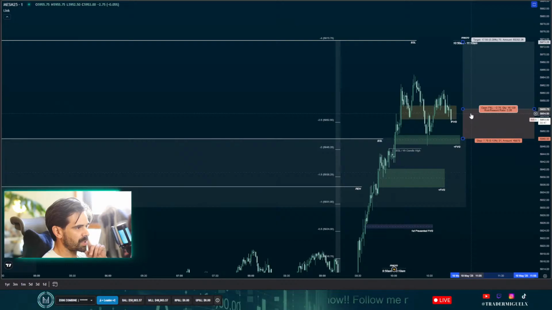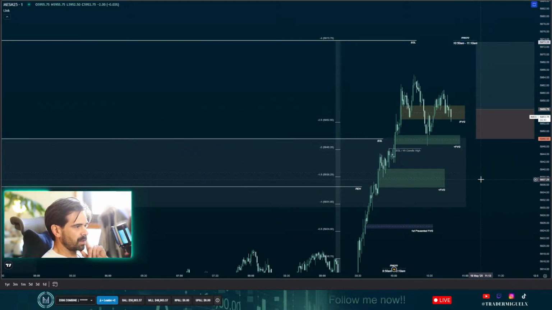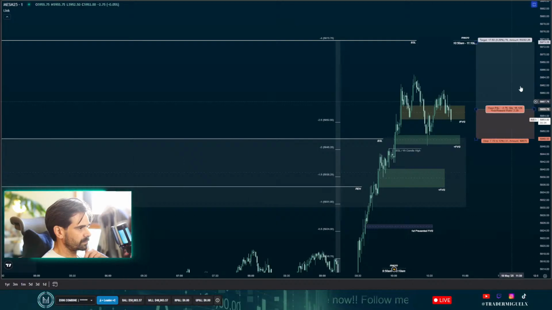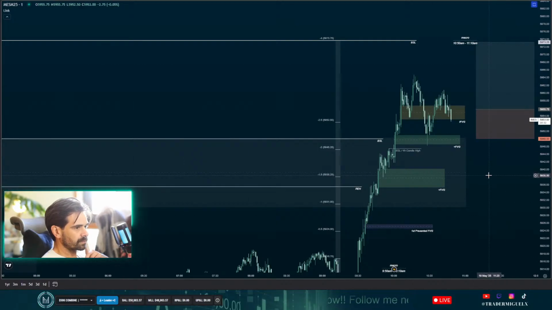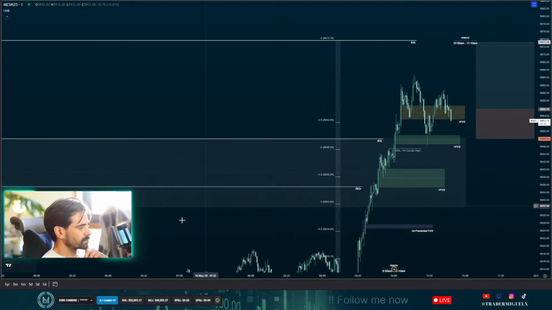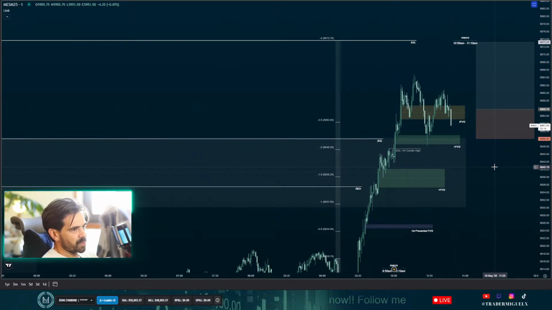Yeah, for those watching, I'm not in a trade. This is just a schematic, just to see how price will deliver. There we go. Price reaching for lower sell side liquidity.